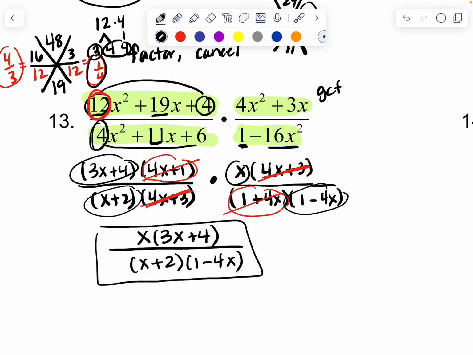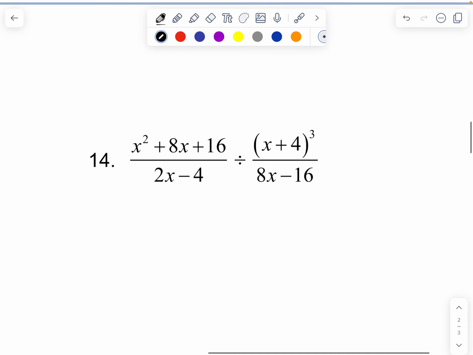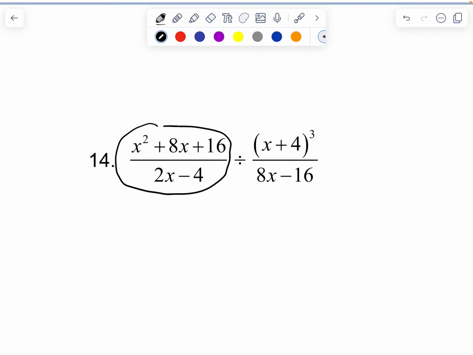All right, let's see if 14's a little bit easier. Oh, it's a division problem. Okay, when you're dividing, what do they say in class? Like keep, change, flip, I think, right? So we're going to keep the first fraction. So keep that, x squared plus 8x plus 16 all over 2x minus 4.